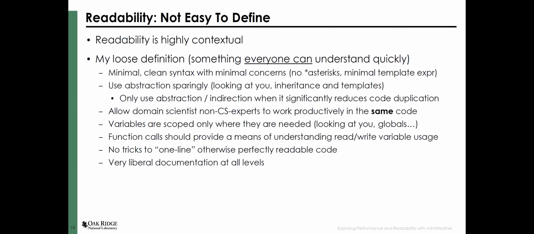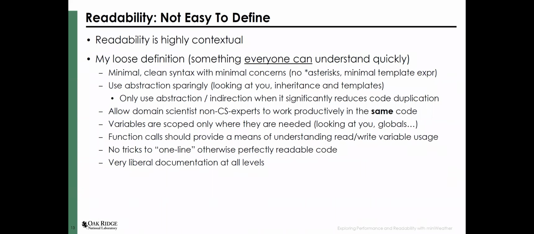We want minimal, clean syntax with minimal concerns. The asterisks in C make me go blind. I'm not a big fan. And template expressions should at least be reduced to something that is a little better to look at at face value. I would say use abstractions sparingly if you can. If it reduces code duplication significantly, I think it's definitely worthwhile, but we should always question whether abstraction and indirection are necessary there. We just want domain scientists, non-computer scientist experts to be able to work productively in the same code that we're running in performance production runs.